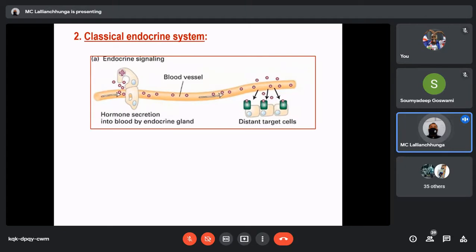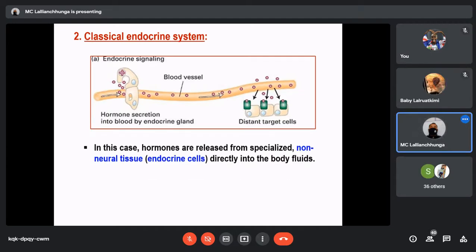Okay, so this is the classical endocrine system. Here, the neurons are not producing any hormone. Under this classical endocrine system, only endocrine glands are producing the hormones. Hormones are released from specialized non-neural tissue, that means endocrine cells. Non-neural tissue means they are not from the nervous system.